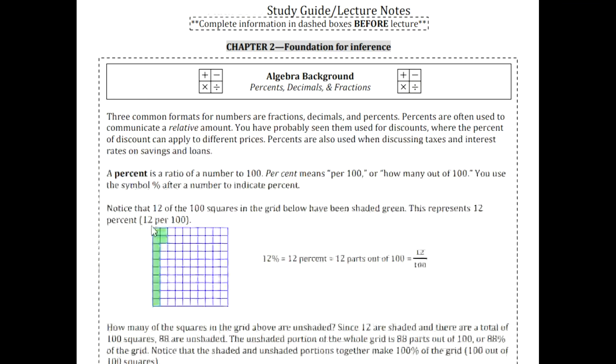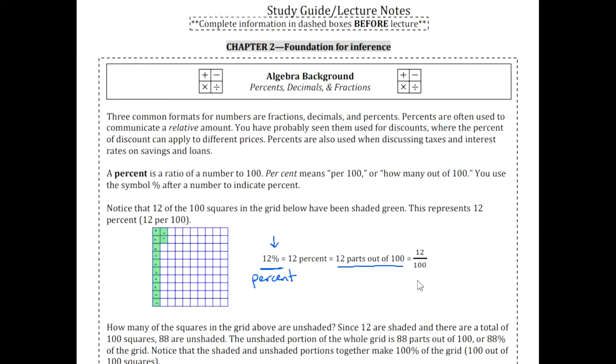If you look at the shaded region, there's 12 little squares. So we can count them up: 1, 2, 3, 4, 5, 6, 7, 8, 9, 10, 11, 12. So we have 12 parts out of 100. Okay, so we can write it as 12 with the percentage symbol. So the percentage symbol standing for percent. So it's 12 per 100. This is the percent form down here. So that's the percent format of the number.